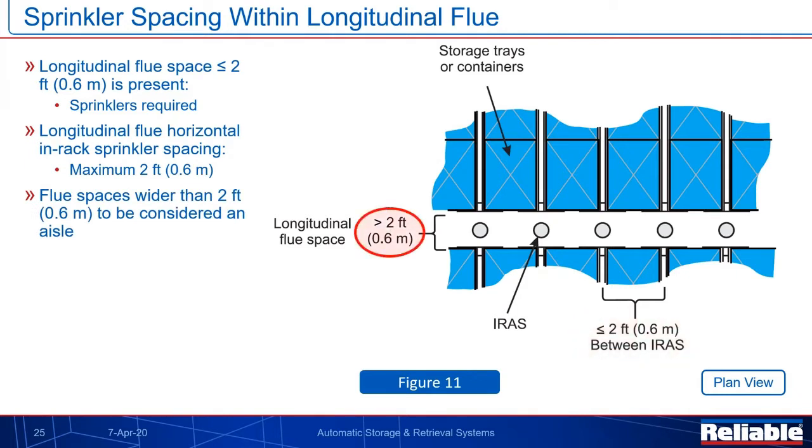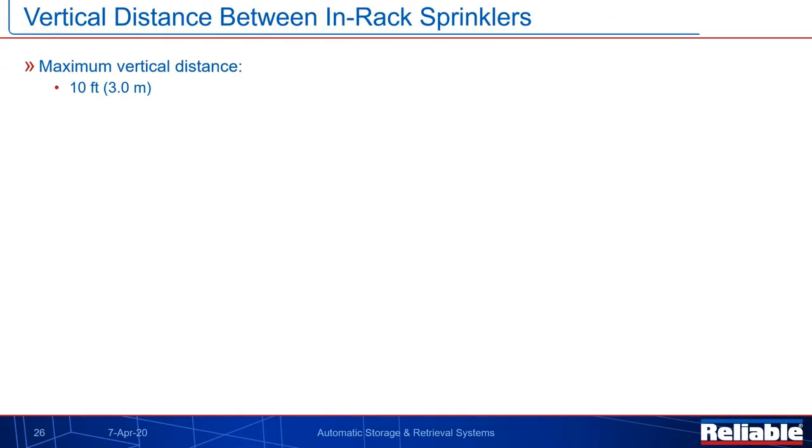If that longitudinal flue space is greater than 2 foot, that now is being considered an aisle. And when we're dealing with aisles, we do not protect with in-rack sprinklers. It's going to allow the sprinklers at the roof to handle the ceiling to end up handling protection of that space. So that basically is how we lay our sprinklers out horizontally within the racks.